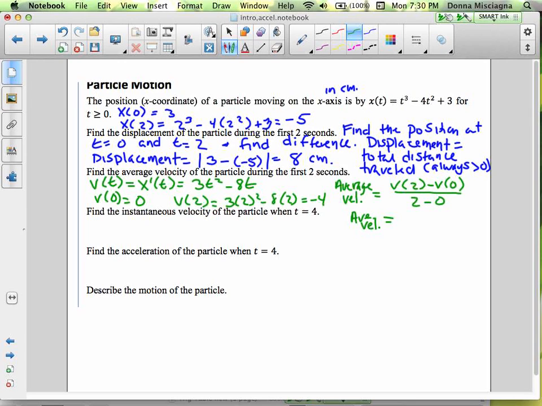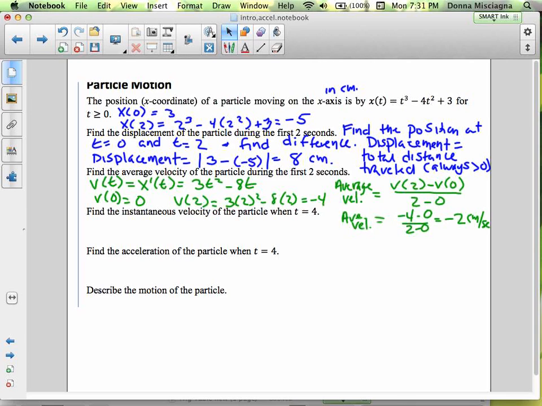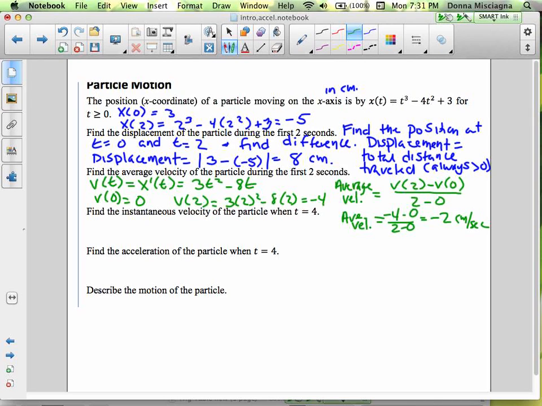All right, so v of 2 was -4, and you'd get points for that. Minus 0 divided by 2 minus 0. So that's going to be -2. And we should have units on that, centimeters per second. All right, so that's its average velocity, not the instantaneous velocity. Instantaneous velocity we'd be plugging in for a moment of time. But this is the average velocity from 0 to 2 seconds, which was -2 centimeters per second.